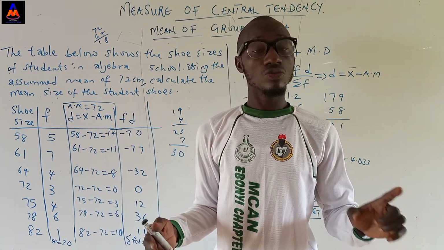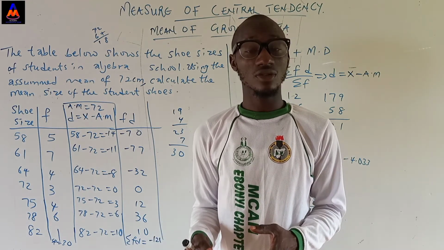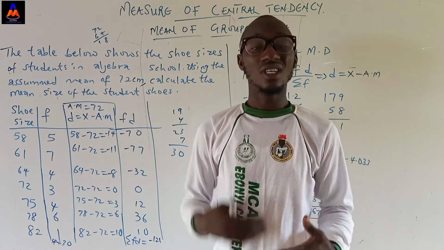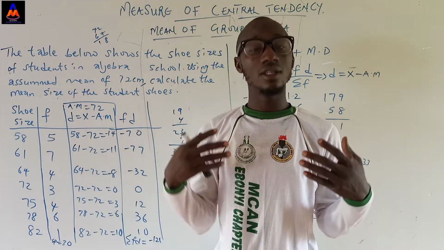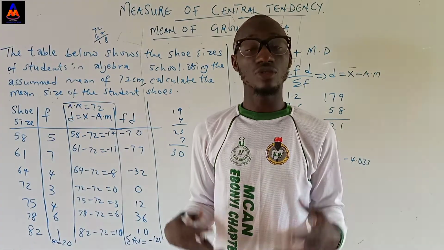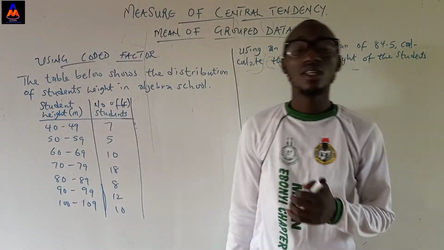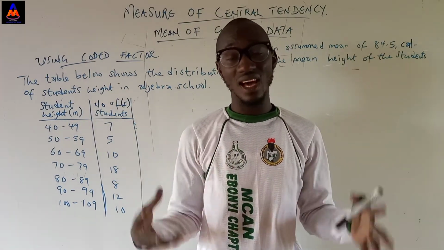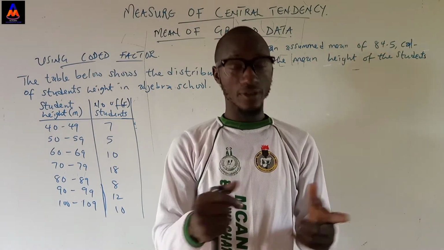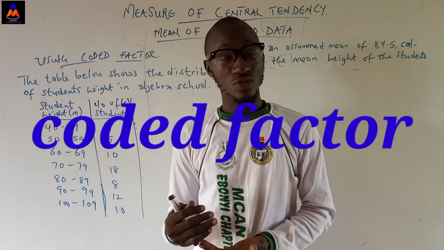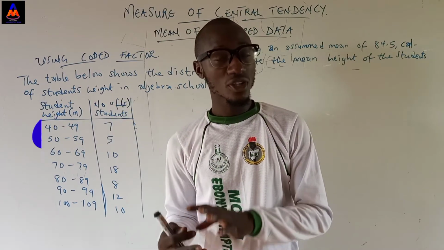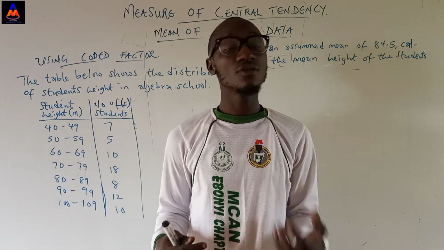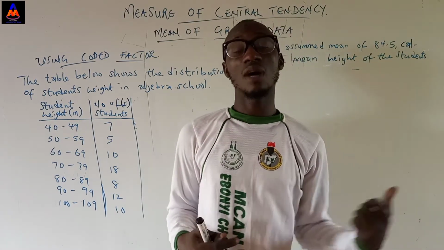So the next one we are going to deal with now is using coded factor. Instead of assumed mean, coded factor is a little bit more advanced than assumed mean. They are both used for data sets that are very large. So let's dive in. Finding the mean of a set of data, especially when the data set is very large, is the usage of coded factor. Coded factor is an advanced way of looking for the mean of a set of group data, and is quicker than even the assumed mean that we used in our previous slide.